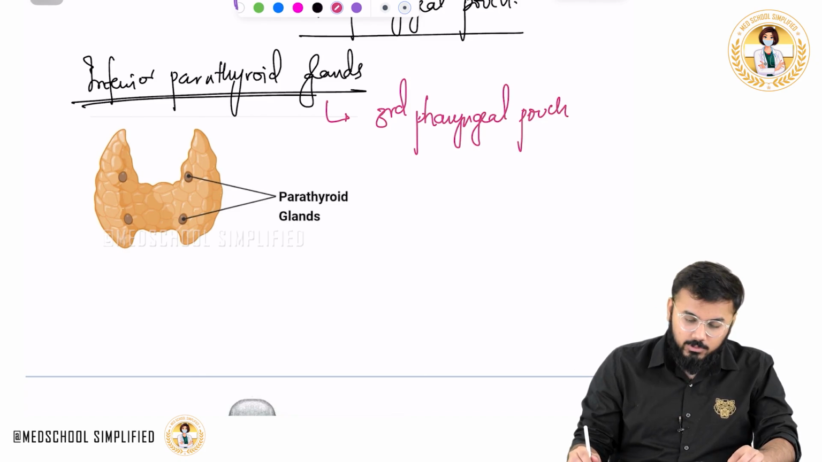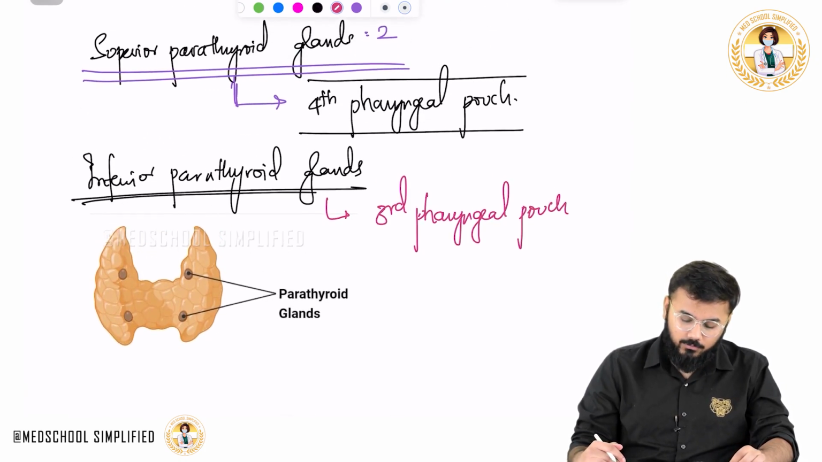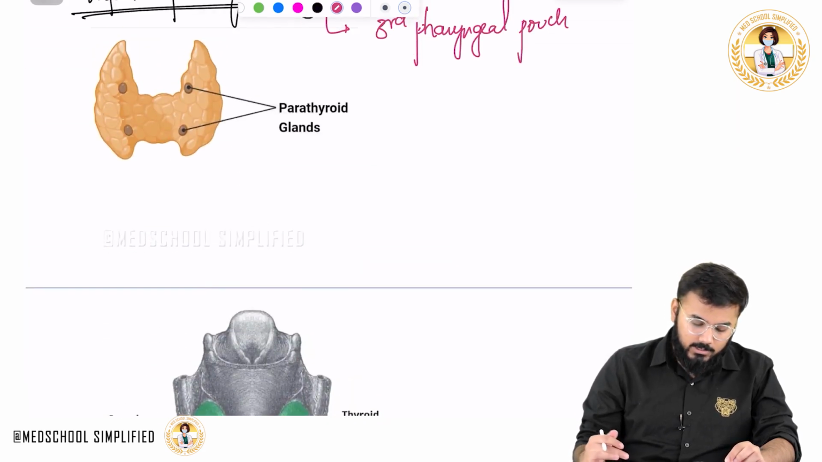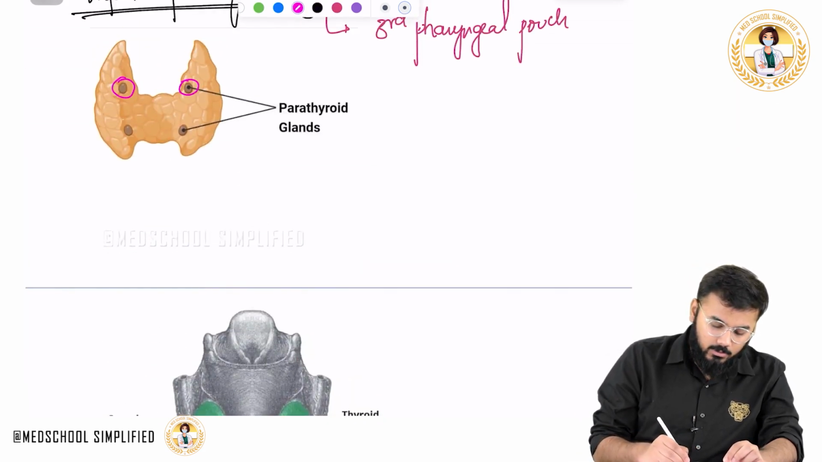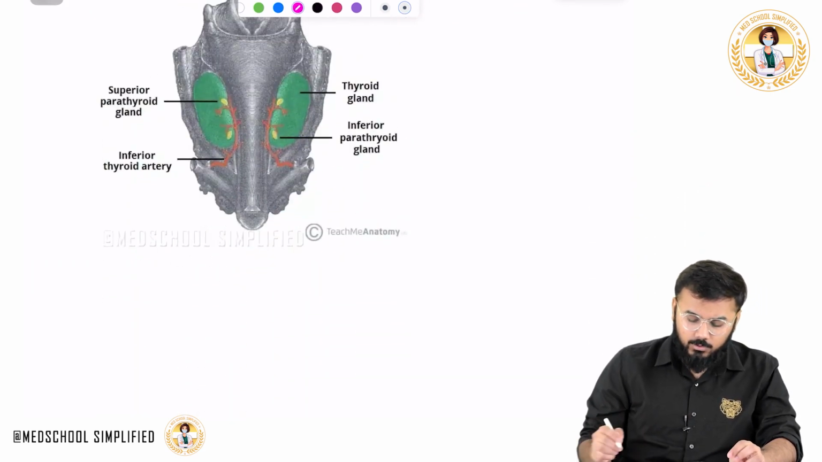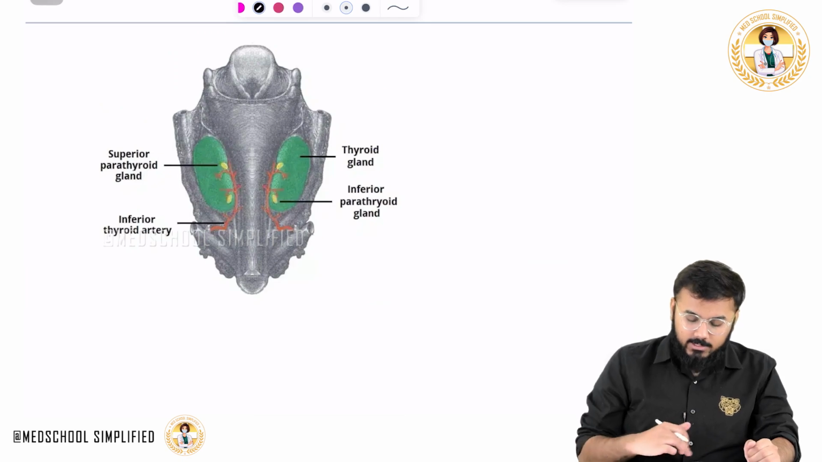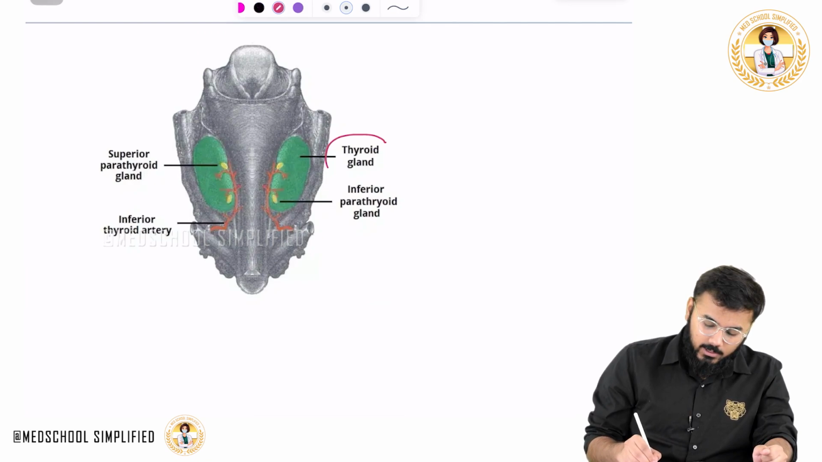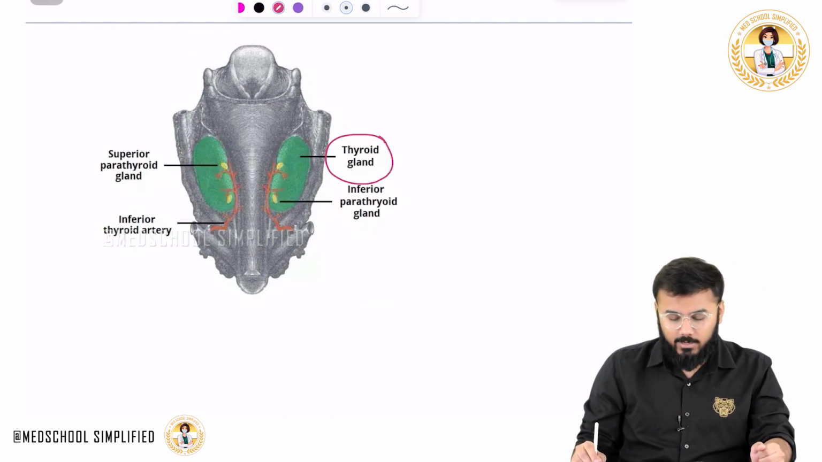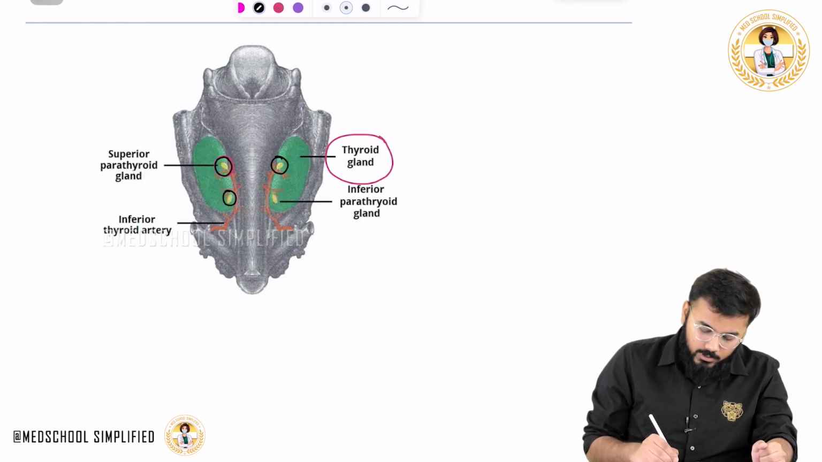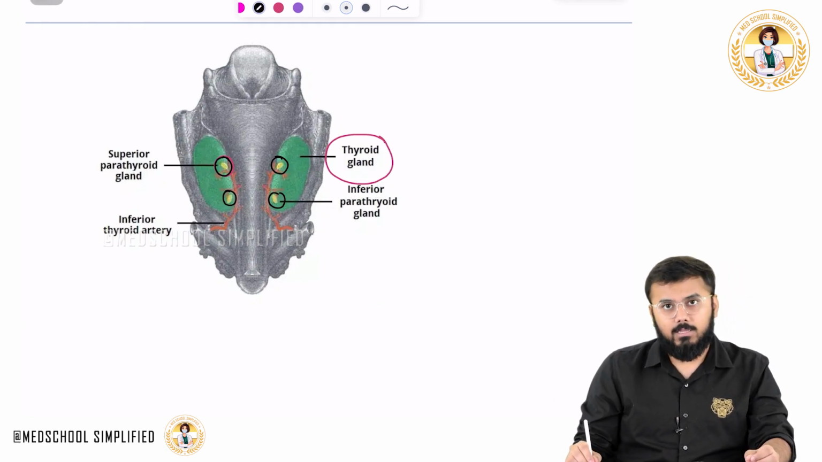So how many pharyngeal pouches do we have? One is called the 4th pharyngeal pouch, another is called the 3rd pharyngeal pouch. Now these are the 4 parathyroid glands which you can see over here, right? In another picture, this part is your thyroid gland. This is a picture from the posterior aspect. What are the important things you can see? You have 2 yellow structures on the top, called the superior parathyroid glands, and down here we have the inferior parathyroid glands.